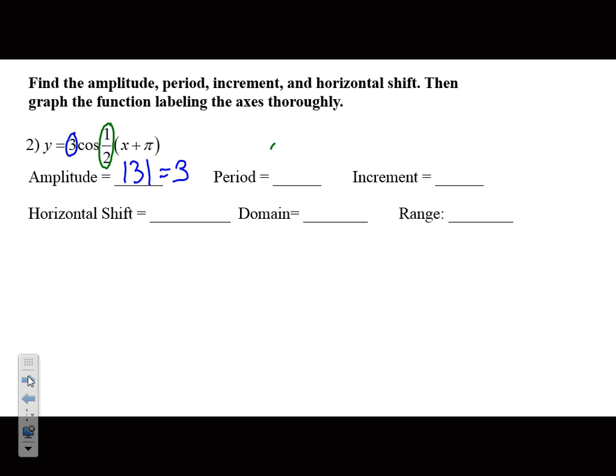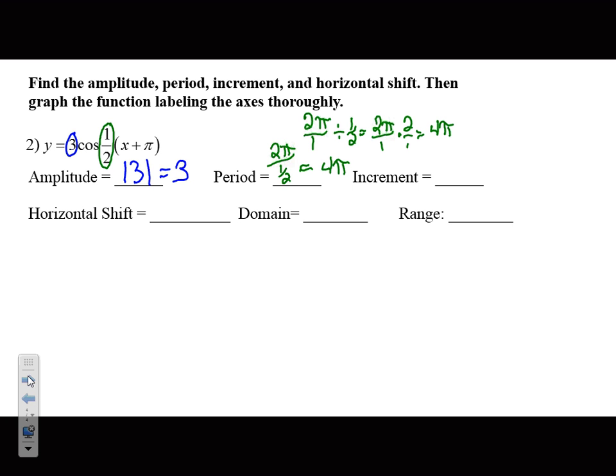So we have 2 pi divided by 1/2. Now you're more than welcome to plug in your calculator. If you want to do it by hand, it's going to look like this. 2 pi over 1 divided by 1/2, which when we divide fractions, we need to keep, switch, flip. So we're going to have 2 pi over 1 times 2 over 1, which is going to be 4 pi. So this equals 4 pi.